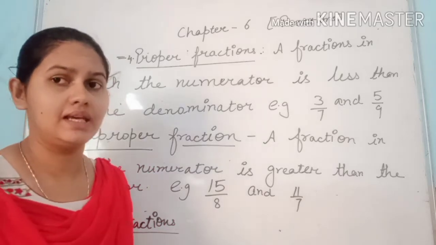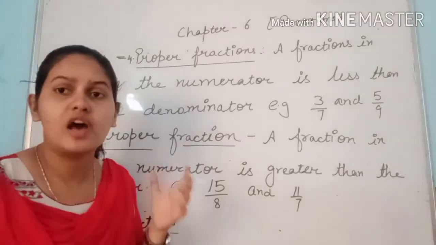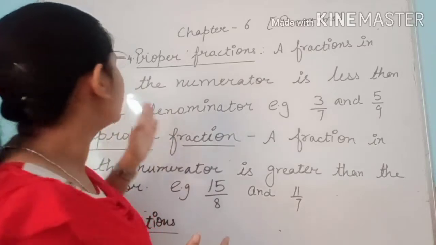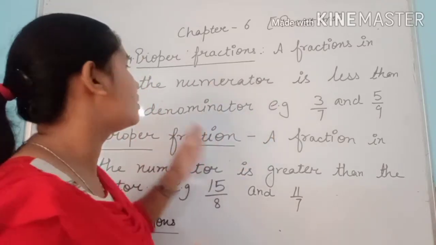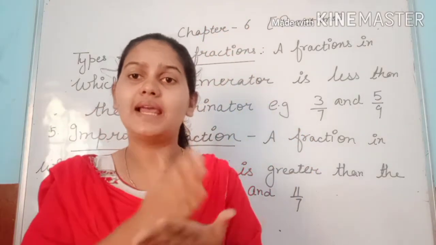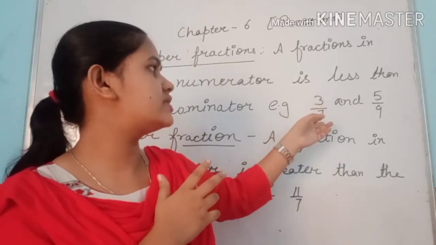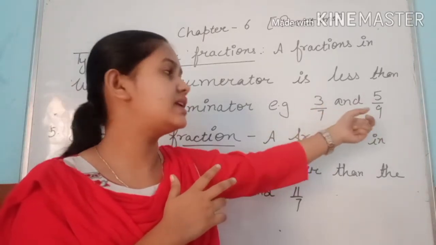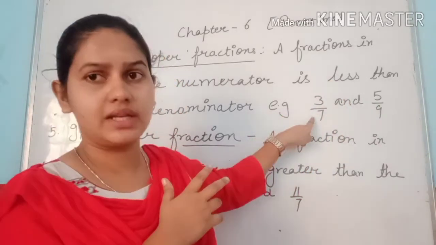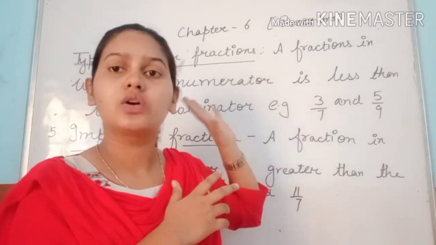Now students, the fourth one, proper fraction. Now what is a proper fraction? A fraction in which the numerator is less than the denominator, which means the upper number is less than the lower number. As you can see in the examples, 3/7 and 5/9, 7 and 9 are greater than the upper one. You can see the numerator is less than the denominator. That's why it's known as proper fraction, which means that is proper, that is good.